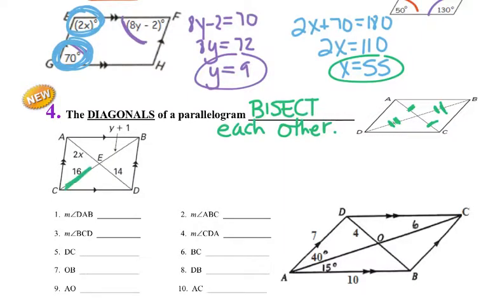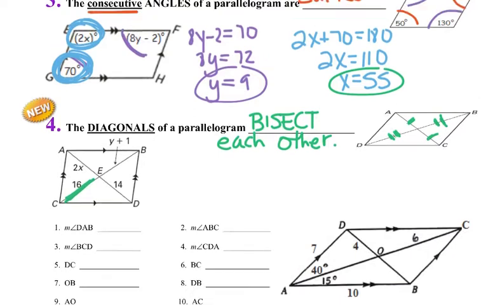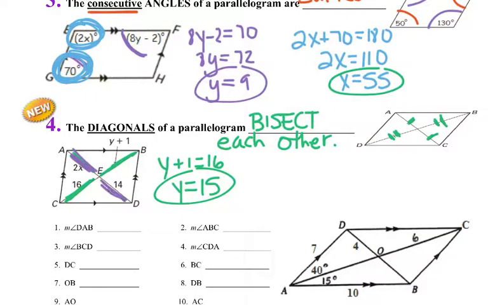So here, these 2 little guys are going to be equal. So y plus 1 equals 16, y equals 15. And similarly, these 2 guys are equal, the 2x and the 14. So x is 7.